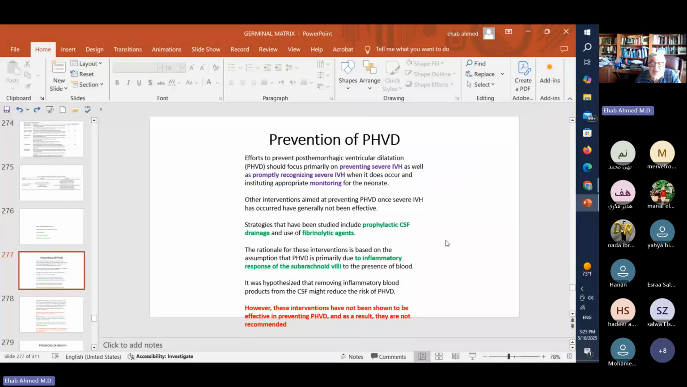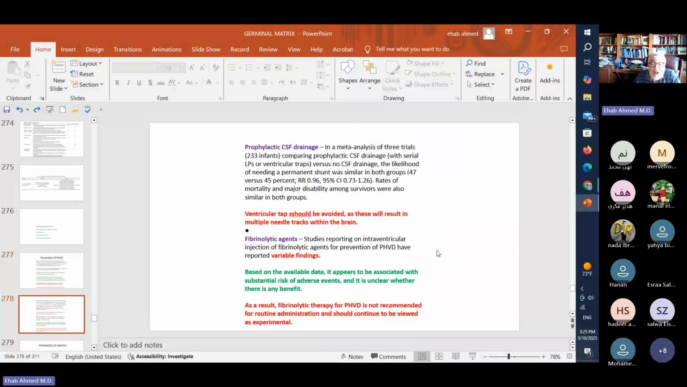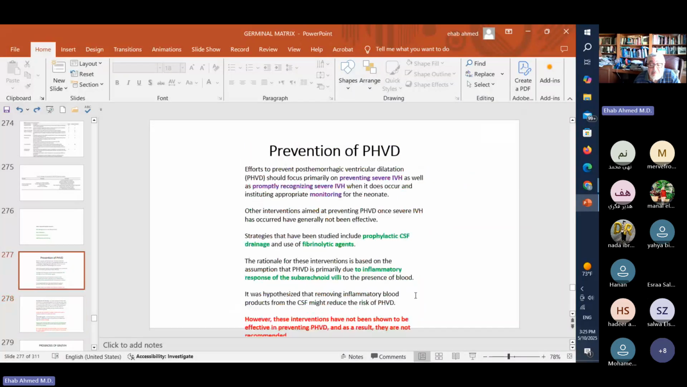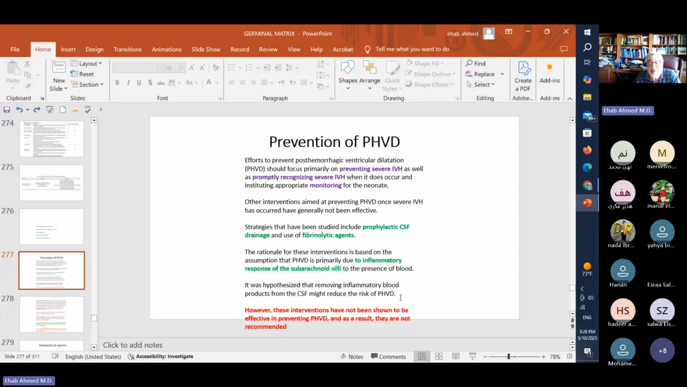And one of them is prophylactic CSF drainage. Some people use fibrinolytic agents, which is of doubted value. However, bad news: these interventions have not been shown to be effective in preventing PHVD, and as a result, they are not recommended. Some people say that this is bad news. This is the black side of the story, but you have to do your best.